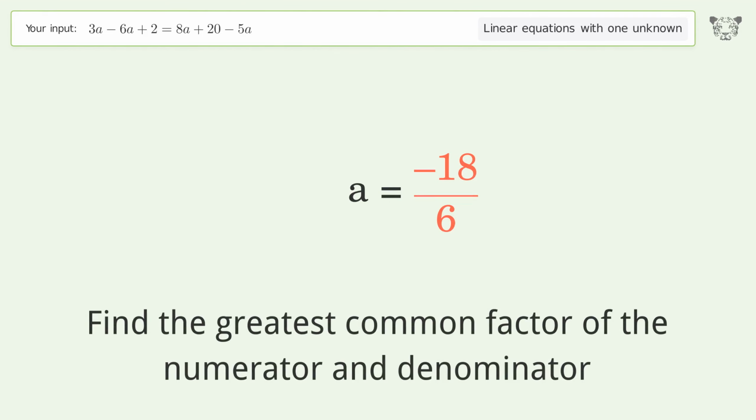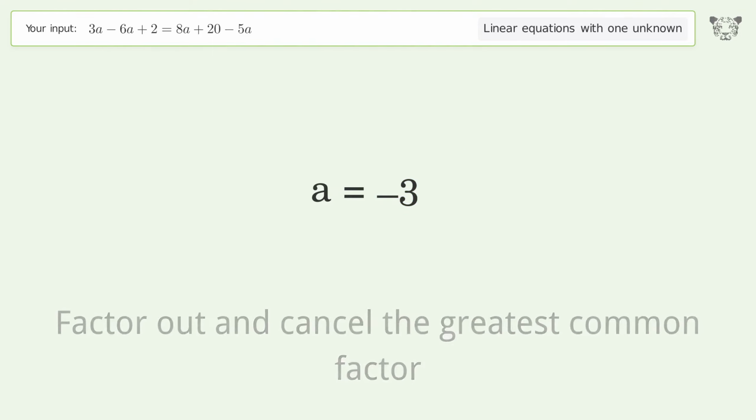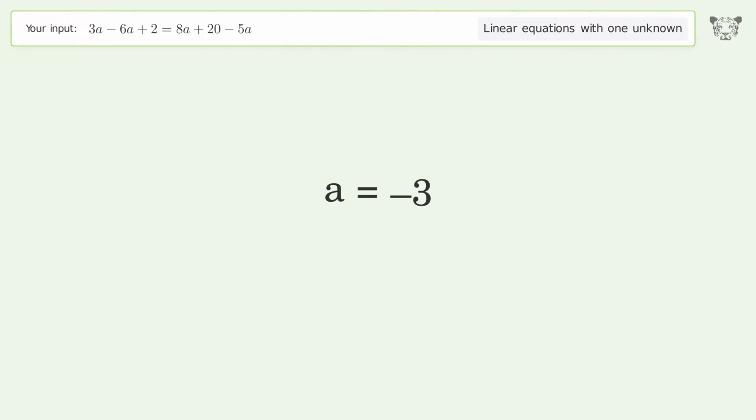Find the greatest common factor of the numerator and denominator. Factor out and cancel the greatest common factor. And so the final result is a equals -3.